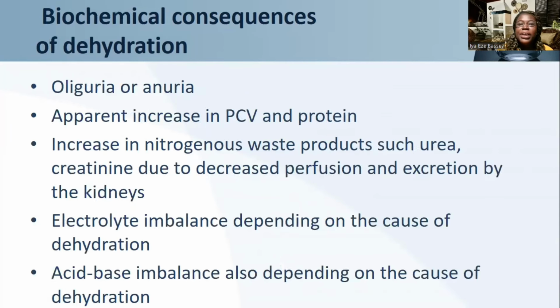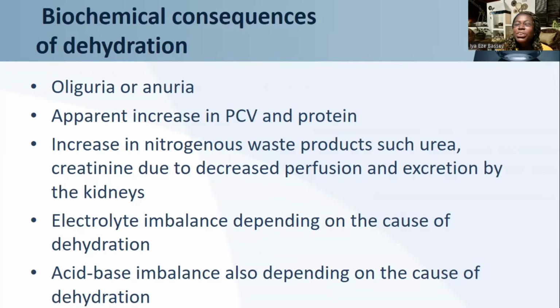All right? Then also biochemically, there are consequences of dehydration. You could actually see oliguria or anuria. I've explained what that is. And because you've lost water, especially when you lose water without losing cells, all right? You could also have an apparent increase in PCV, as if your PCV has increased, but your PCV actually has not increased. It's just high because you are dehydrated. So you can have an apparent increase in PCV and protein.